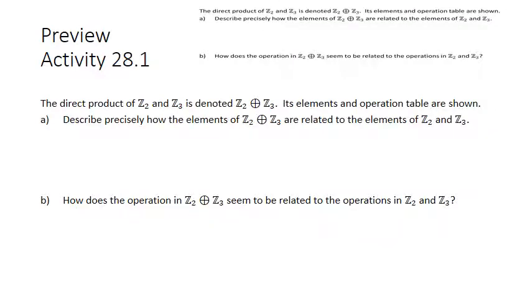Okay, so let's go over the answers here. The direct product of Z2 and Z3 is denoted like this, Z2 and then the circle plus, and then Z3. Its elements and operation table are shown above.